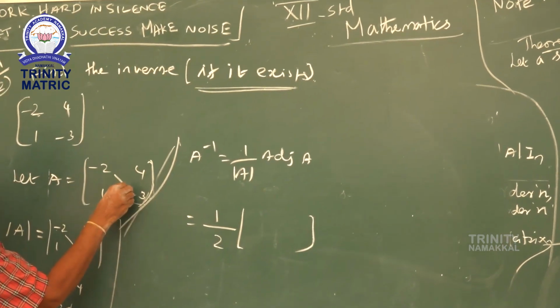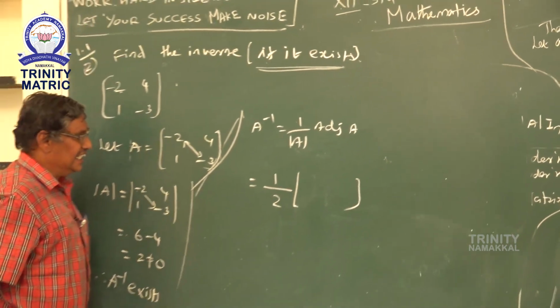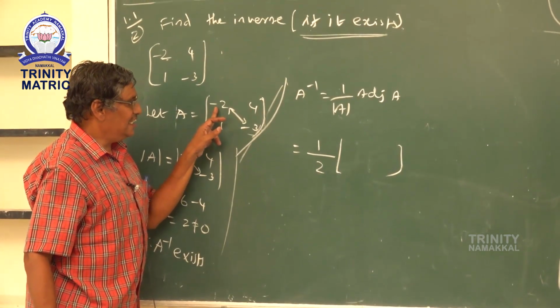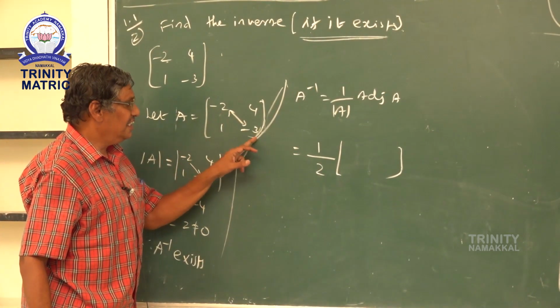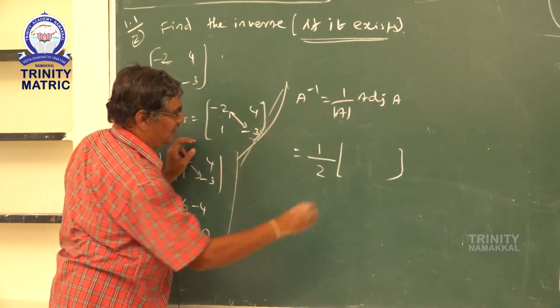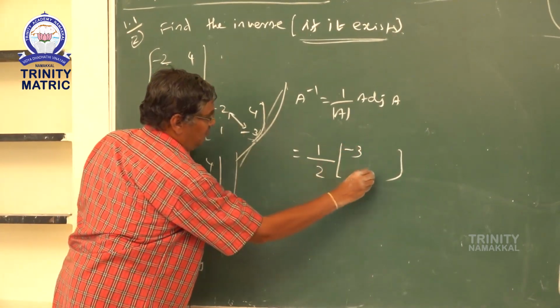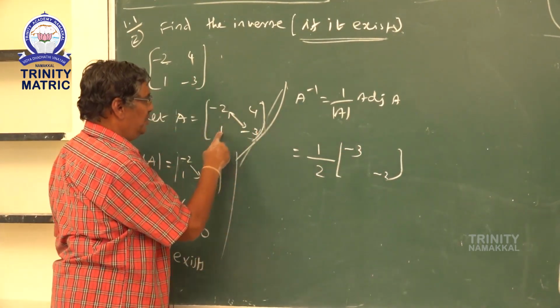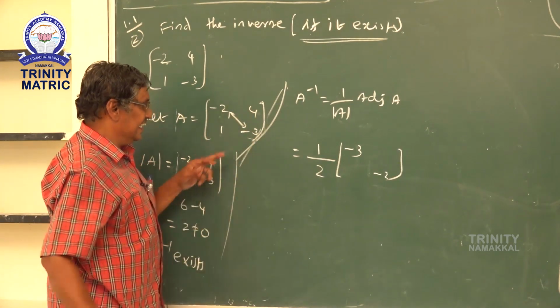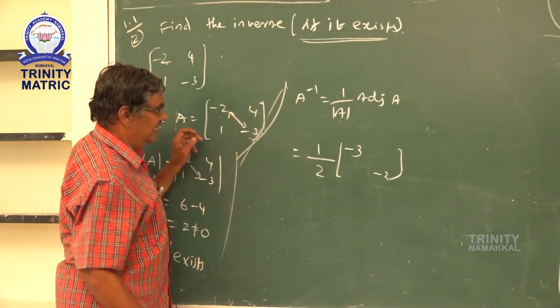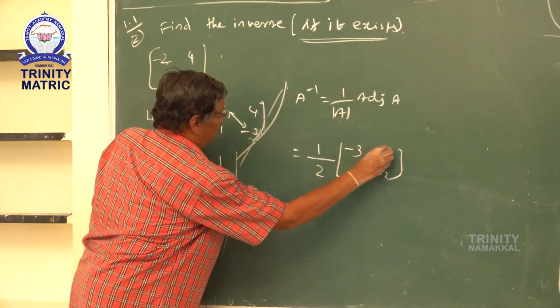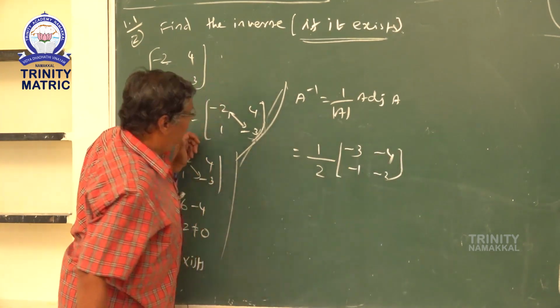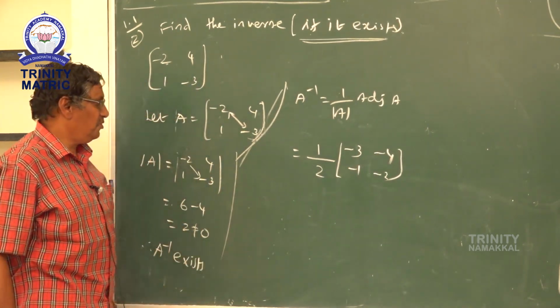For the adjoint of A, you have to interchange the main diagonal elements. The main diagonal elements are minus 2 and minus 3. That minus 3 goes up, and minus 2 comes down. Then for the secondary diagonal, you put a negative sign, that is minus 4, minus 1. It is very easy to find the inverse for a 2 by 2 matrix.